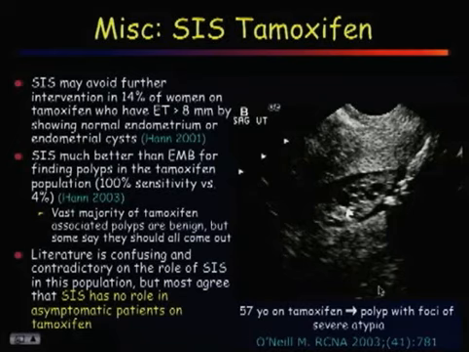Can you use SIS and tamoxifen? Some people say yes, but the bulk of the majority says the endometrium is always going to look abnormal in patients on tamoxifen. So talking to my gynec friends, basically they don't recommend imaging, whether transvaginal or SIS, anybody on tamoxifen, because it's always going to look abnormal. You just wait till they bleed, and then you treat them at that point in time.